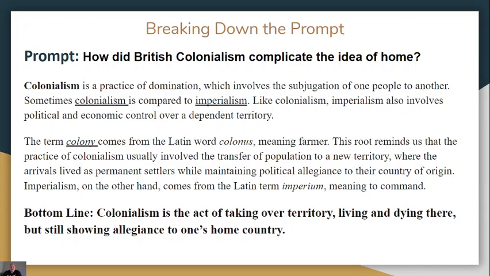The term colony comes from the Latin word colonus, meaning farmer. This root reminds us that the practice of colonialism usually involved the transfer of population to a new territory, where the arrivals lived as permanent settlers while maintaining political allegiance to their country of origin. Imperialism, on the other hand, comes from the Latin term imperium, meaning to command. So, the bottom line of all of this is that colonialism is the act of taking over territory, living and dying there, but still showing allegiance to one's home country.